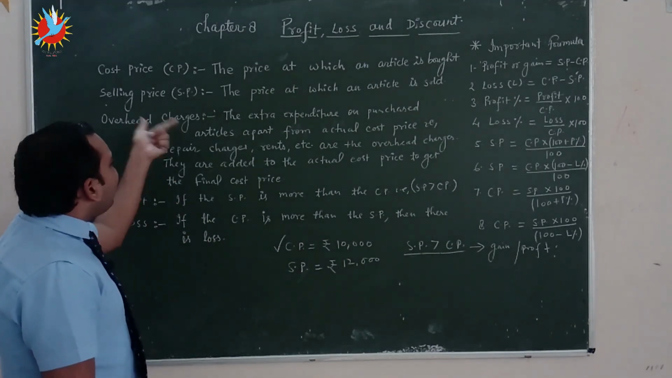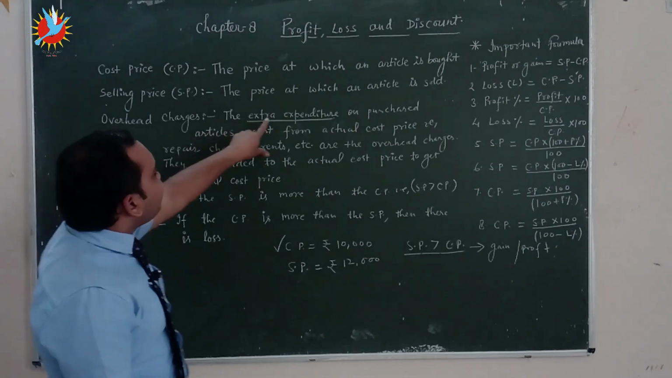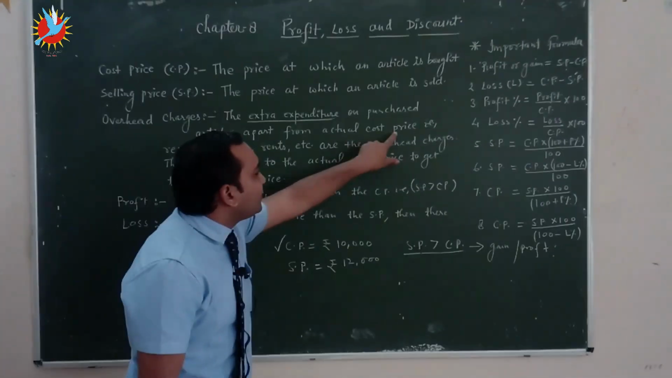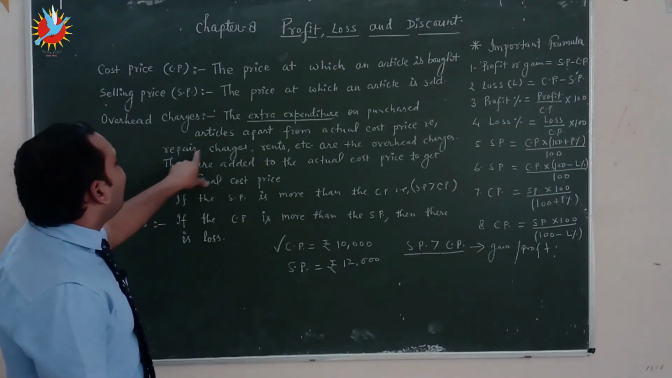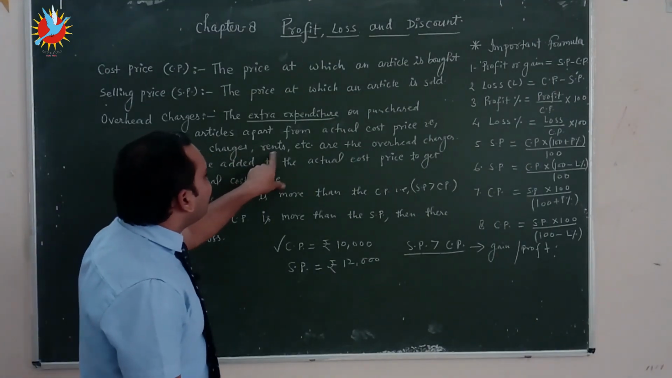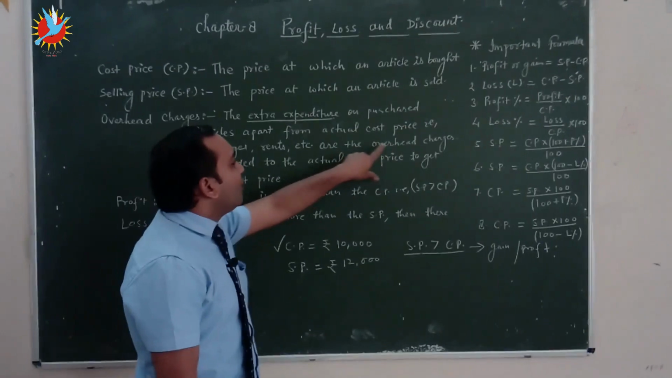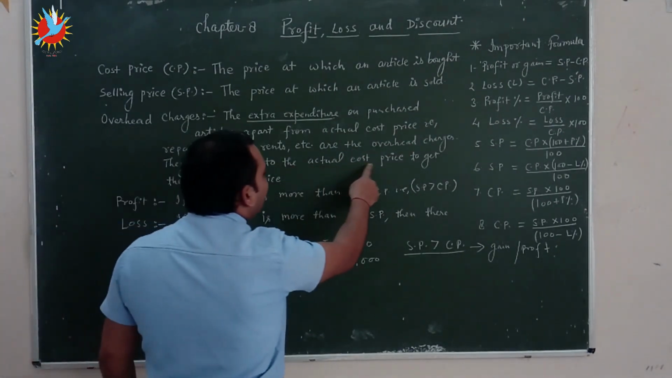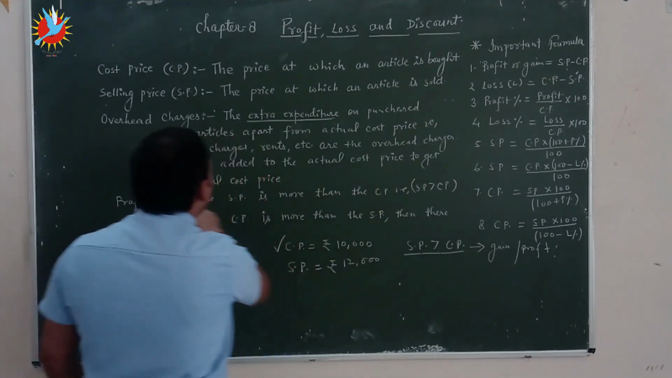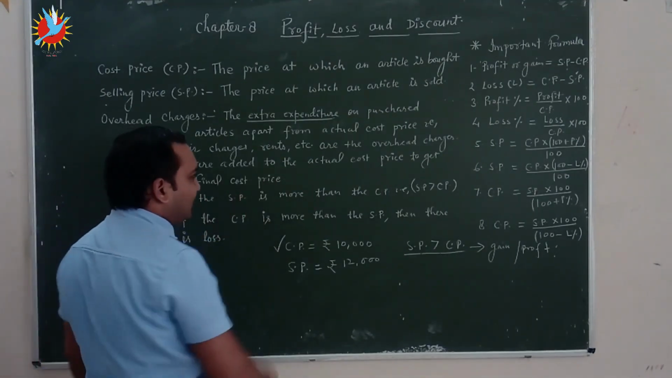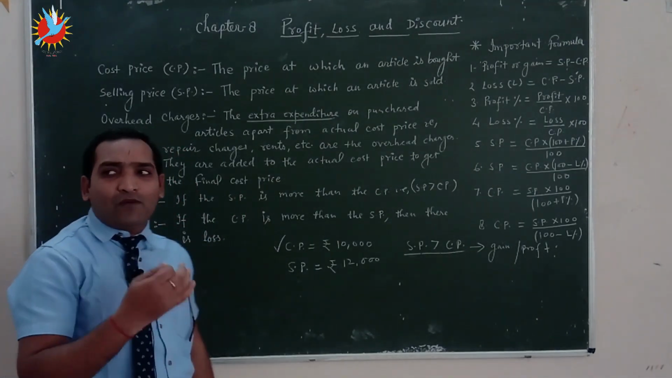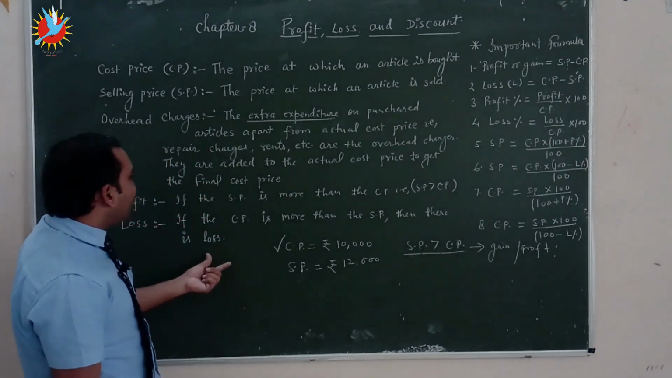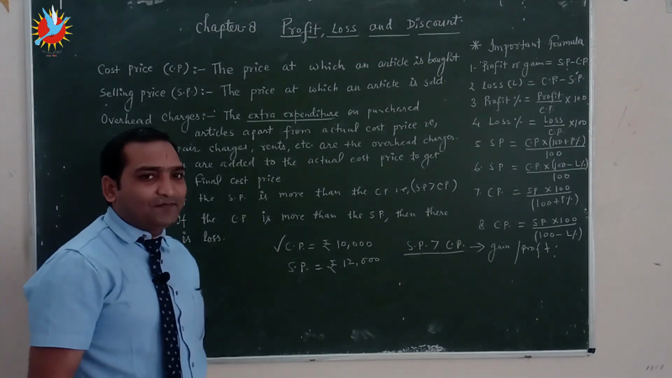Overhead charges are the extra expenditure on a purchased article apart from the actual cost price, such as repair charges, rents, etc. They are added to the actual cost price to get the final cost price. When we add the overhead charges to the actual cost price, we get the final cost price.